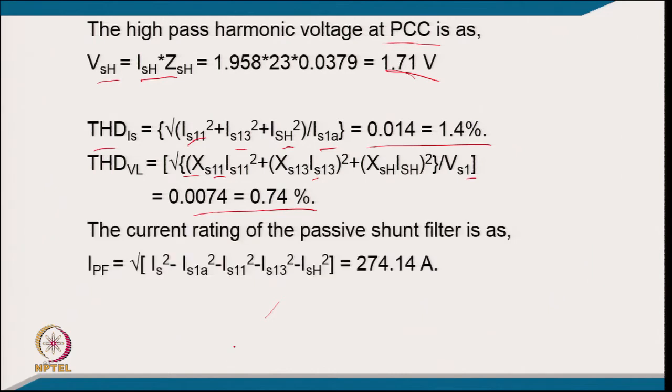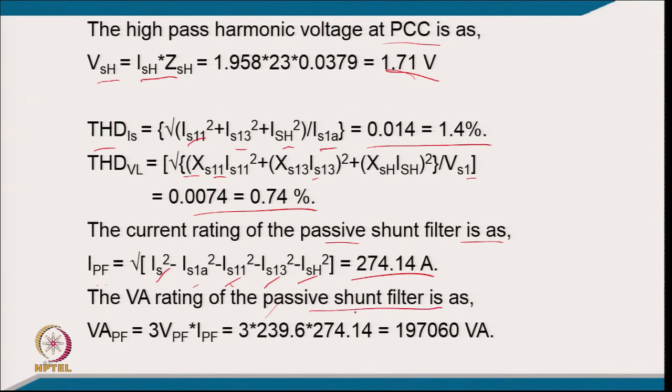The current rating of the passive shunt filter will be equal to the fundamental current minus the fundamental active current, then the 11th harmonic, 13th harmonic, and all, so it comes to 274.14 ampere, and the VA rating will correspond to 3 into phase voltage into current. So, putting the values, it comes to 197 kVA.